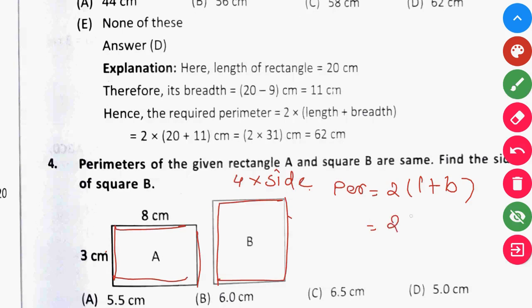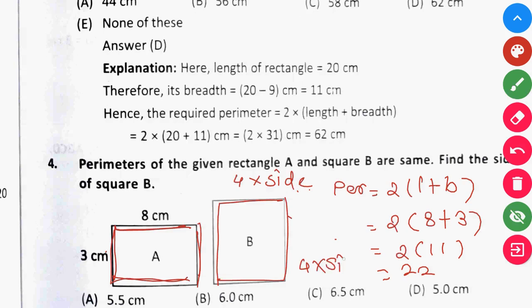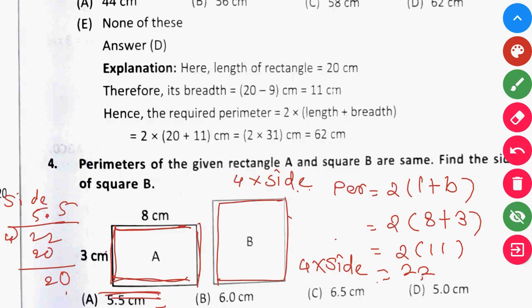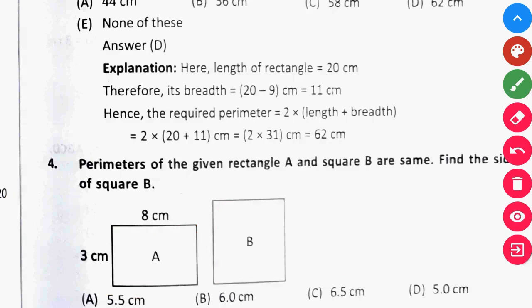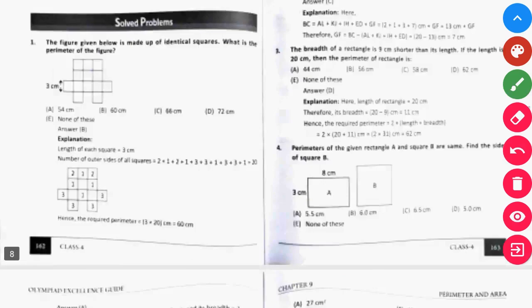So 2 into 8 plus 3. So 2 into 11, that is 22 is the perimeter of rectangle. Now 4 into side is the perimeter of square. So 4 into side is equal to 22. So side is equal to 22 divided by 4. 4 5s are 20. 2 will be the remainder. We'll take decimal. It becomes 20. Then 4 5s are 20. 5.5 centimeter is the side of the square. Understood? Okay.